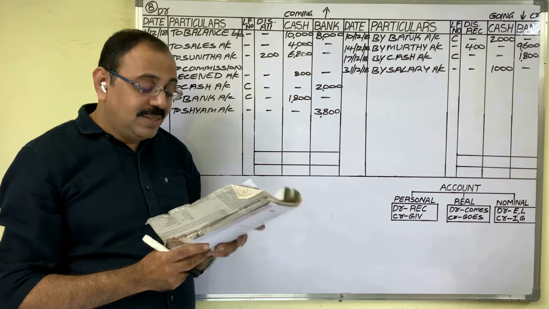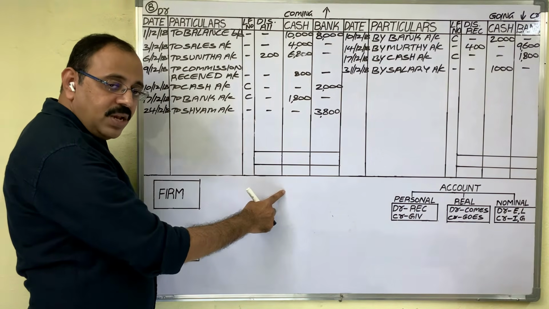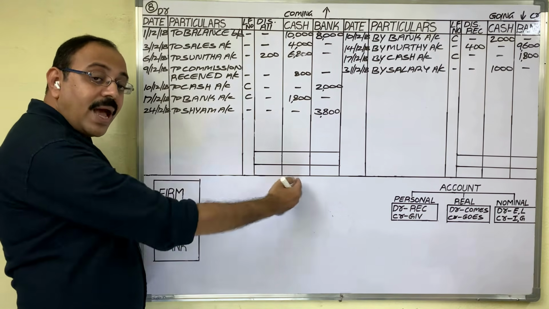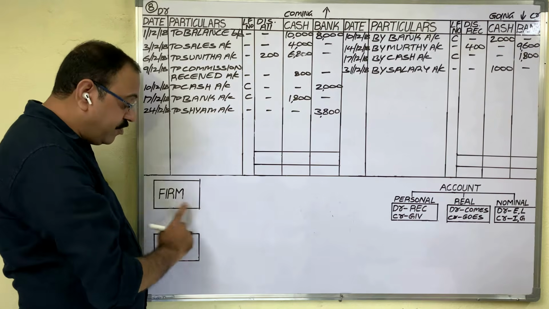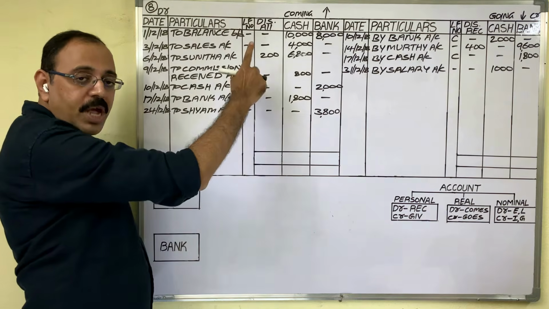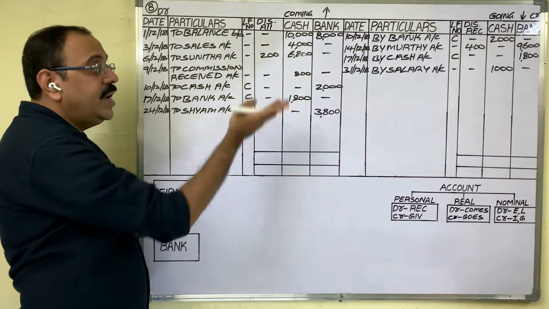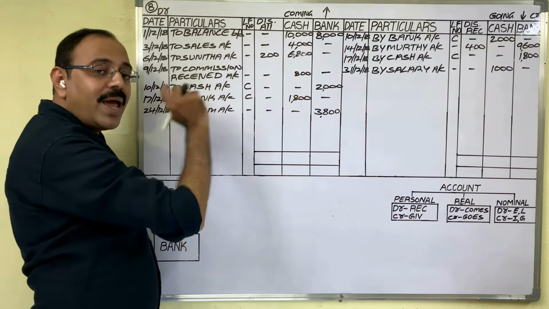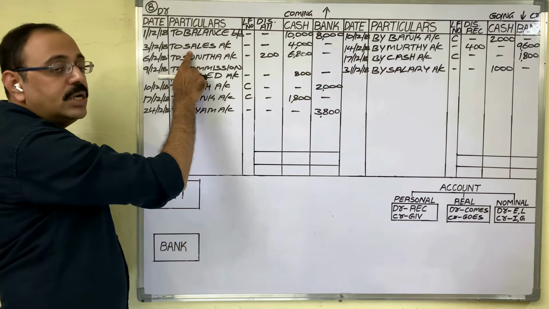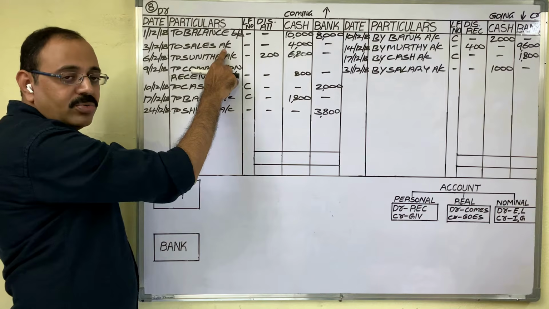Third date, sales. The firm sold goods. This is a cash sale. Therefore, the customer immediately paid cash to us. Cash is coming. We have to think from the firm's point of view, no? Because in the firm's books only we are preparing triple column cash book. Cash is coming. So which side should we write? Debit side. In which column? Cash column. See, 4,000 rupees. What to write in particulars? This is a sales transaction. Therefore, write down to sales account.